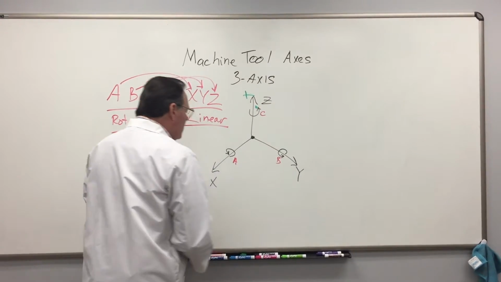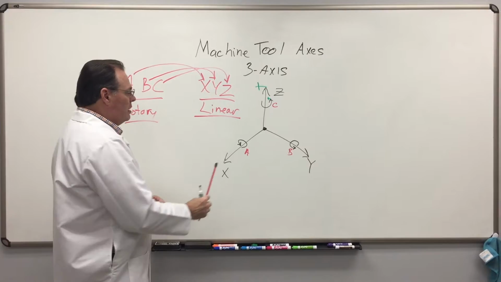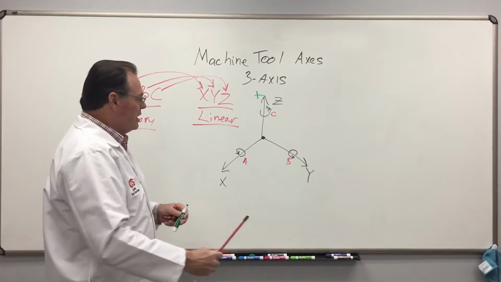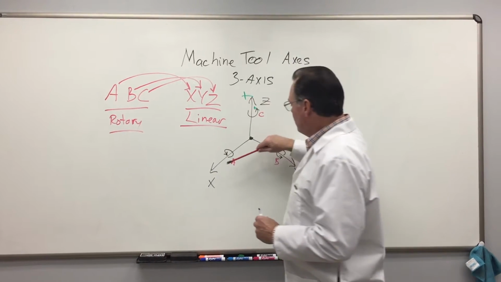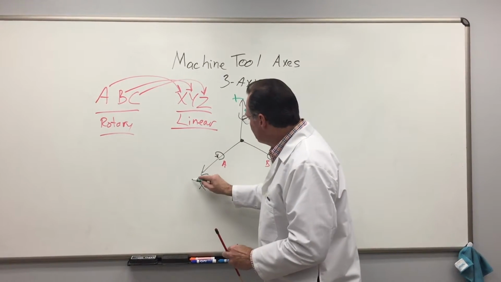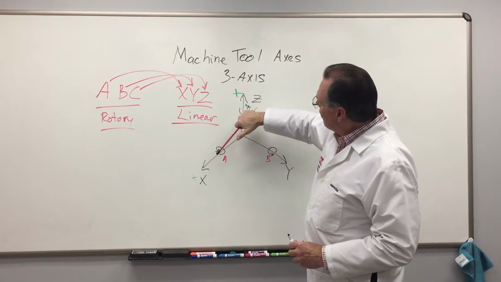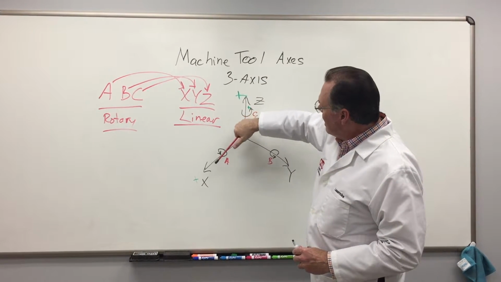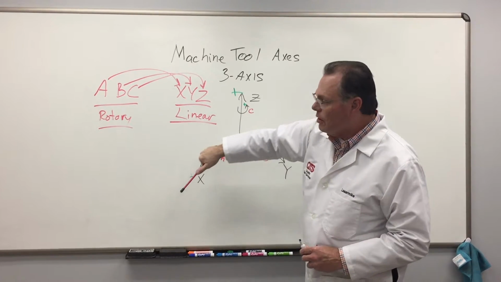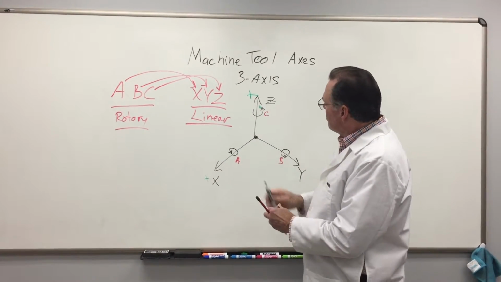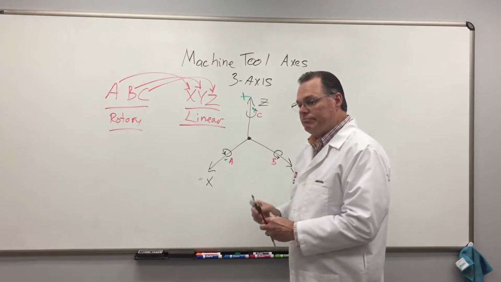Now, if I have a rotary axis attached to my x-axis table, and I'm moving in the plus direction of x this way, we'll designate this as plus, and if I'm rotating my hand around the x-axis as plus goes this direction with my thumb, then this direction would be plus for A.